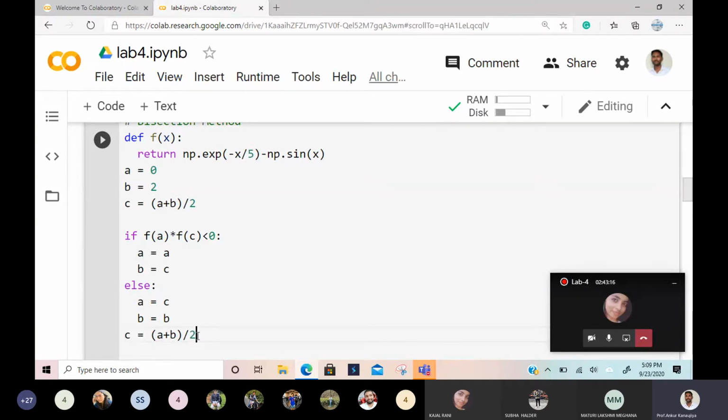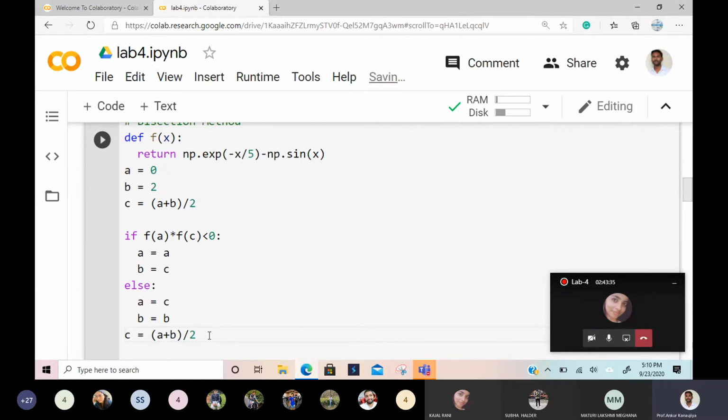I'm writing (A plus B) by 2 because I changed the interval. AB will become AC, or AB will become CB. Whichever the case, based on that it will change. And then again I am finding this new point. Once we get the new point, we'll again do the same thing. Is that clear?